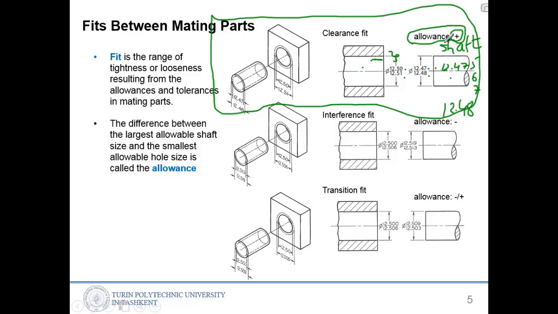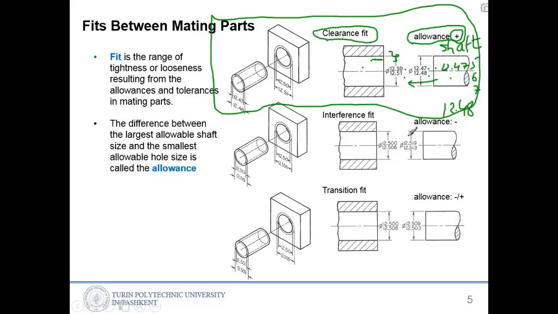Every time you insert the smallest shaft, there will still be a positive gap. If you always have a positive allowance, we call it a clearance fit. There is more looseness there. Every time there is a positive gap, we call it a clearance fit. It's easy to assemble, easy to use, and easy to replace the parts.